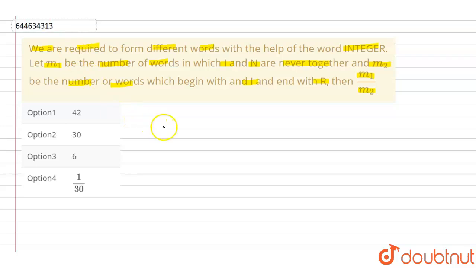First of all, we'll be finding out the total number of words which can be formed using the word INTEGER. There are 7 letters in this, so these 7 letters can be arranged in 7 factorial ways. Since the letter E is repeated twice, this will be 7 factorial divided by 2 factorial.